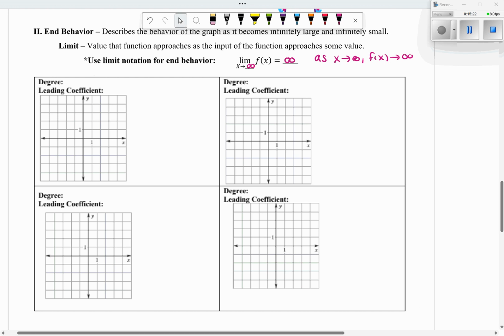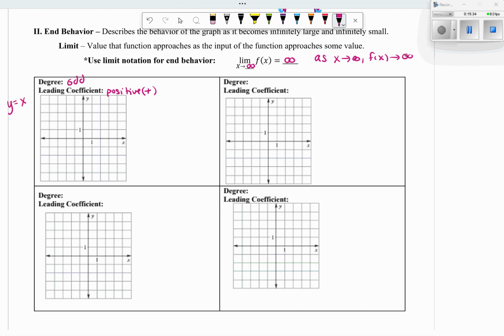So let's go ahead and look at the degree odd and the leading coefficient positive. So think about when you have an odd degree. The smallest odd degree you have is y equals x. So what does y equals x look like? It looks like a line that goes through the origin like this. And so it doesn't matter what the degree is. Anytime you have an odd polynomial degree with a positive leading coefficient, the right end of your graph will always go up and the left end will always go down.